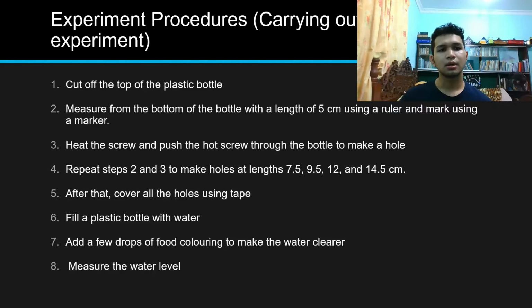Next, we repeat steps 2 and 3 to make holes at lengths 7.5, 9.5, 12, and 14.5 cm. After that, we cover all the holes using tape. Then we fill the plastic bottle with water. After that, we add a few drops of food coloring to make the water clearer. And the 8th step is to measure the water level.